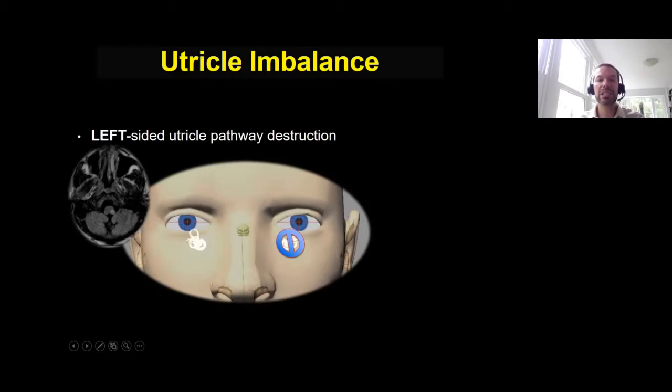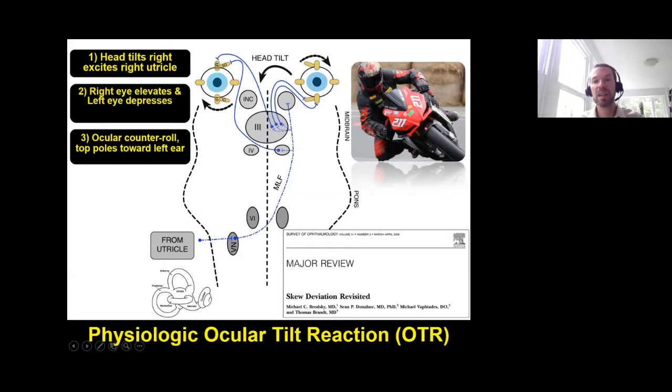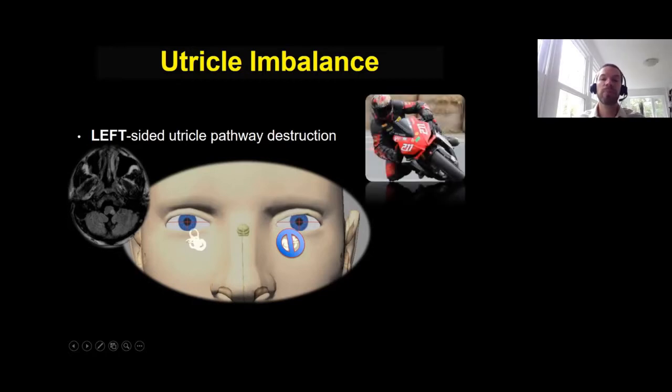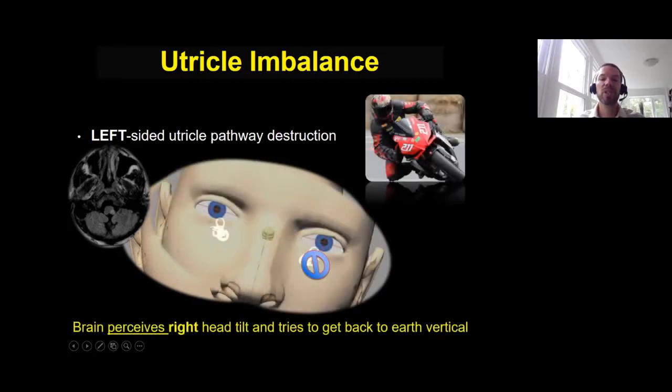So the brain senses that because this is relatively hyperactive relative to the left side, the brain could be tilting to the right side, like this guy who's going around a curve on the motorcycle. So if the brain thinks that you're tilting your head to the right, even though you're not, in an effort to compensate for this perceived right head tilt, the patient will tilt their head in the opposite direction, like this gentleman. But this gentleman is using his physiologic ocular tilt reaction to get back to gravitational vertical.